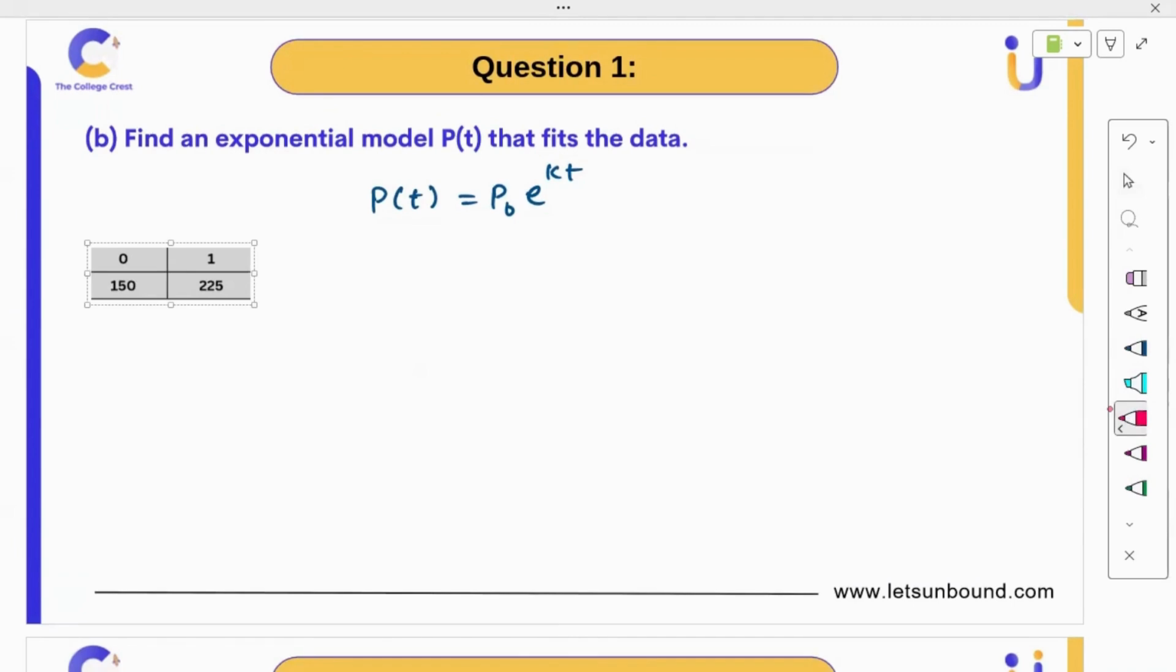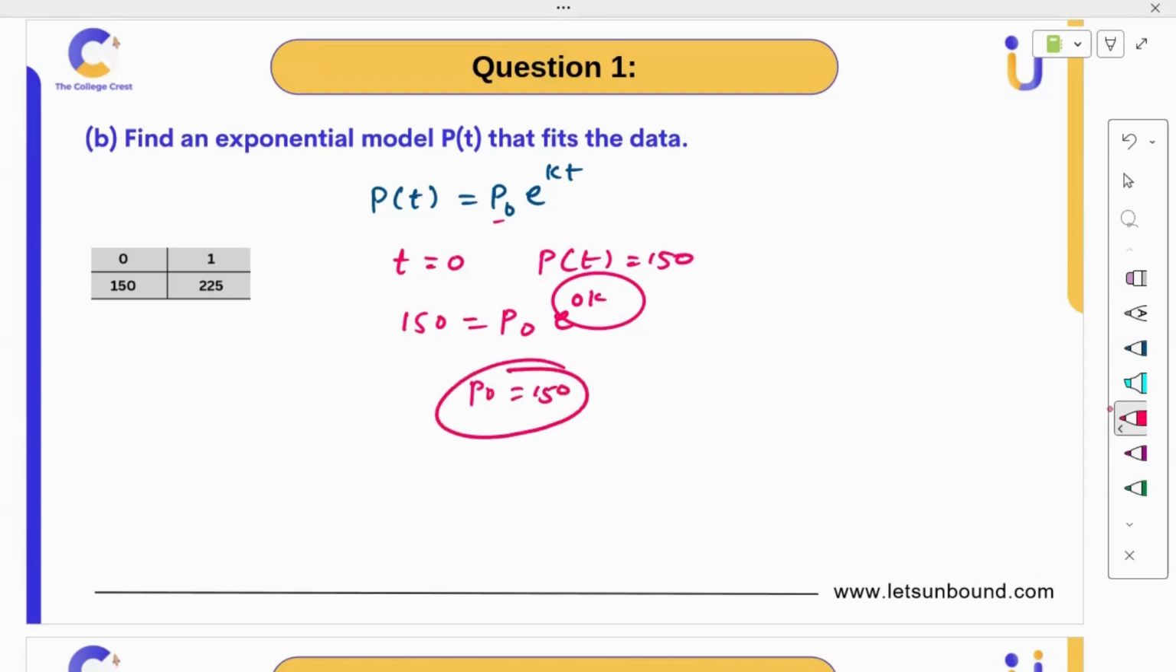So when t is 0, P of t is 150. What does it mean? 150 equals P naught e power 0k. E power 0 is 1, so P naught equals 150. When you find k, the model will be complete.